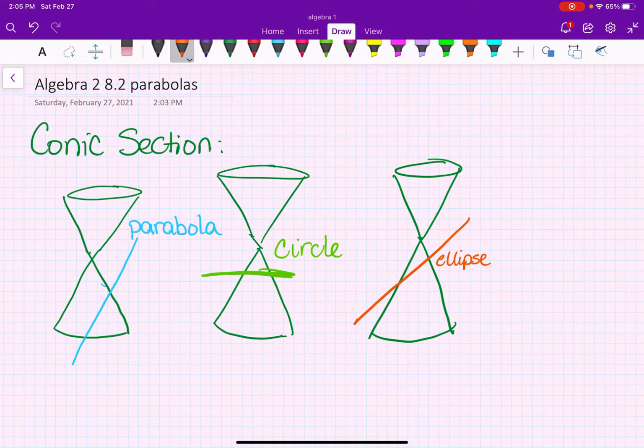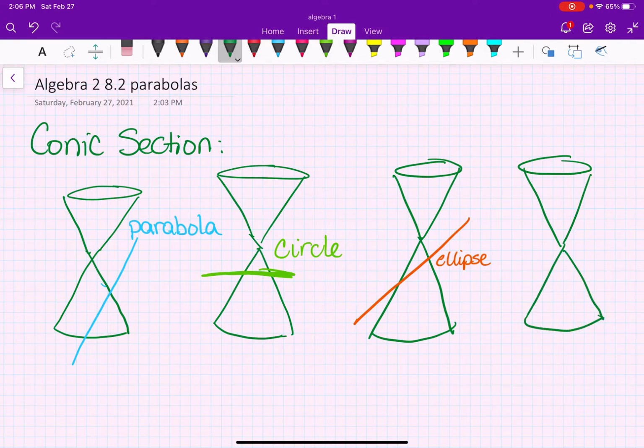And then if you take this double cone, most of the time we're just cutting through half of it, and you decide to cut straight through both of them, like that, you're going to get a hyperbola. So these are going to be the conic sections we're going to be talking about for the rest of this chapter, okay?